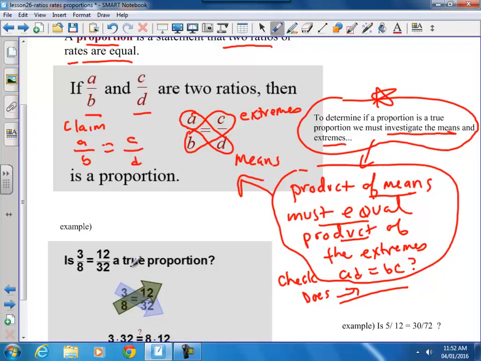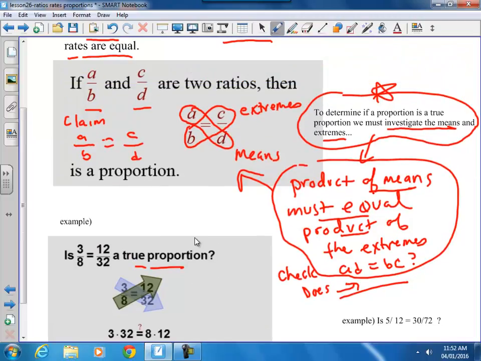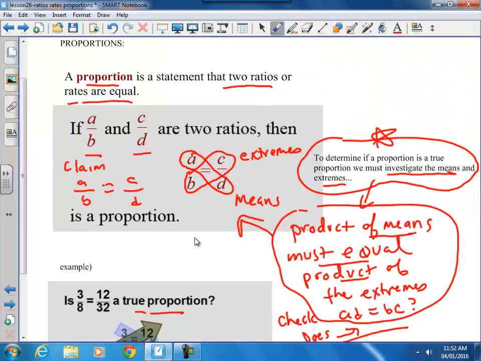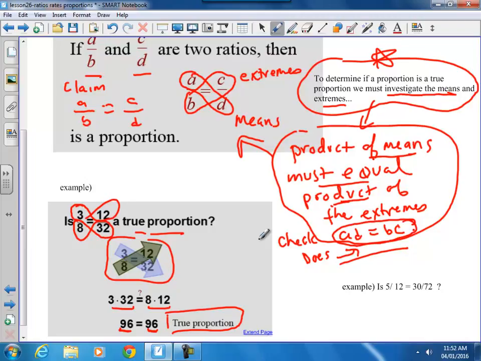So you test to see it. So let's dive into this example. So is 3 over 8 equal 12 over 32? Is that a true proportion? So it's a claim that two ratios are equal. Well, if we investigate the means and extremes, here's the product of the means, 3 times 32 makes 96. Here's the product of the extremes, 12 times 8 makes 96. 96 equals 96. We know it's a true proportion. So when the product of the means equals the product of the extremes, we know that you have a true proportion.